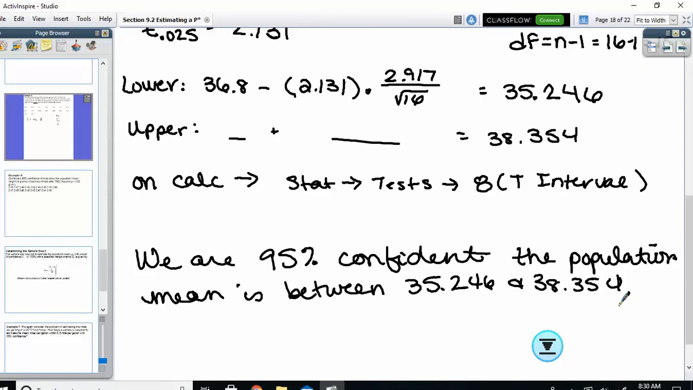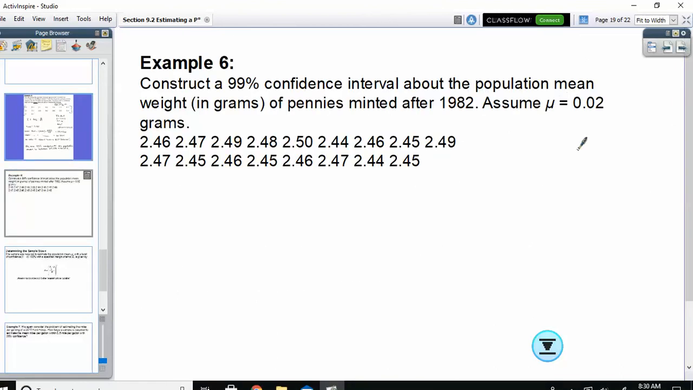All right. Let's look at another example. So let's make a 99% confidence interval this time. Let's do this one just straight from our calculator. So what do I need to do first? Now we can just enter our data in L1 if we're going to do everything on our calculator.